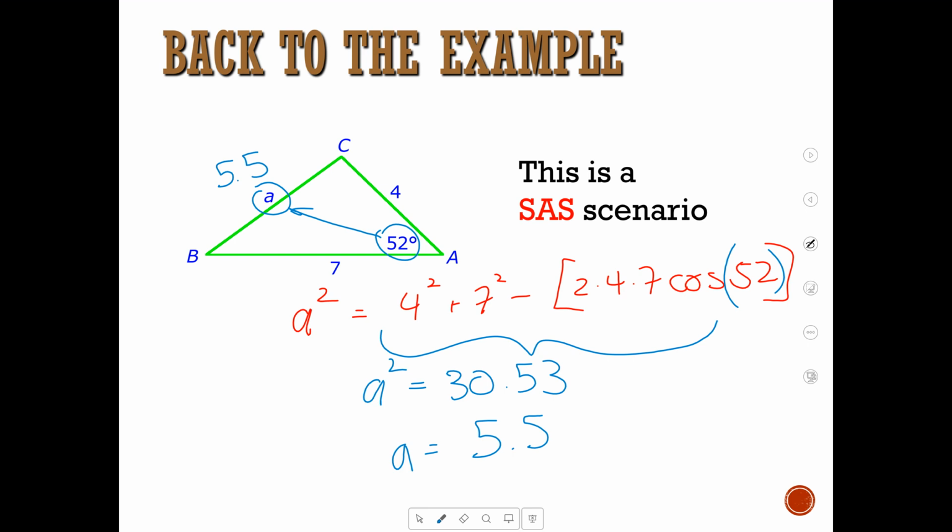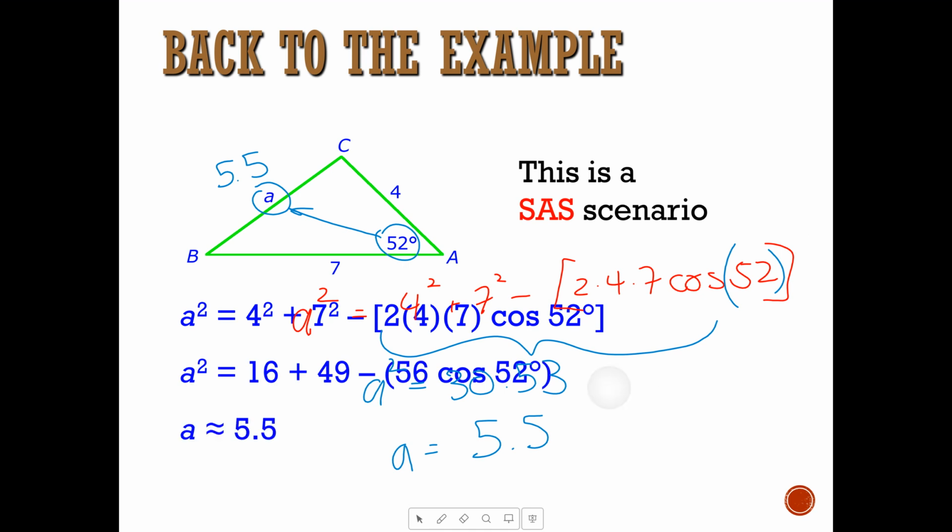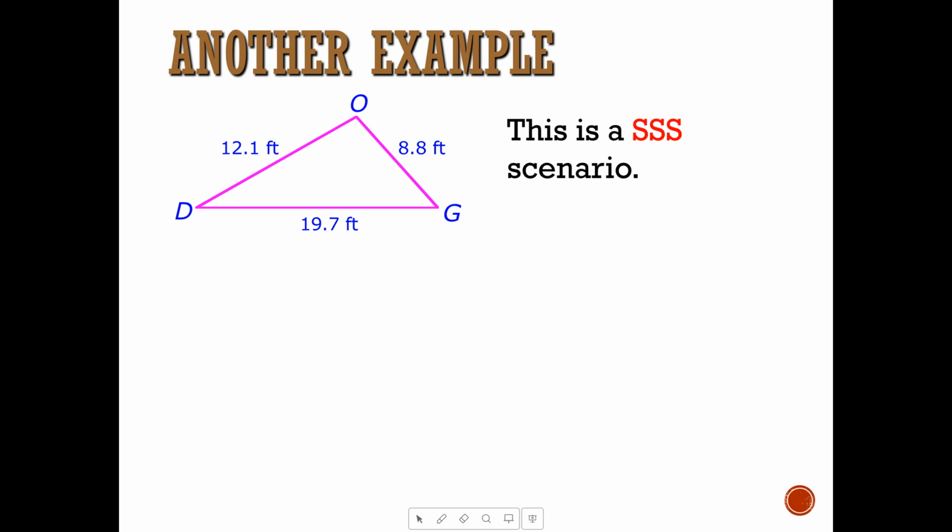Okay, questions? Easy peasy. Just remember a couple things. The angle on the right has to match the side on the left. And you're solving for A, not A squared. So make sure the last thing you do in this problem is take the square root of that final answer. Okay, next scenario. Oh, there's my answer, 5.5. Good job, Vicky. This is called the side scenario.